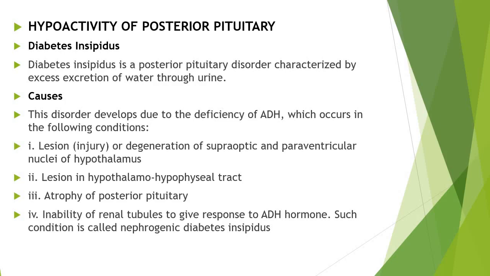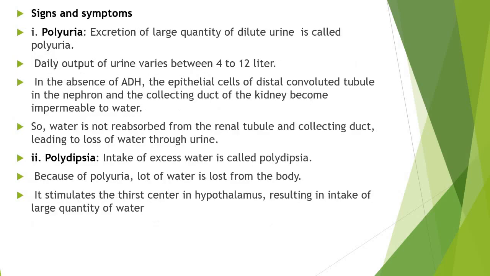Hypoactivity of posterior pituitary. Diabetes insipidus is a posterior pituitary disorder characterized by excess excretion of water through urine. Causes. This disorder develops due to the deficiency of ADH, which occurs in the following conditions: injury or degeneration of the supraoptic and paraventricular nuclei of the hypothalamus, injury in the hypothalamo-hypophyseal tract, atrophy of the posterior pituitary, and inability of renal tubules to respond to ADH. Such a condition is called nephrogenic diabetes insipidus.